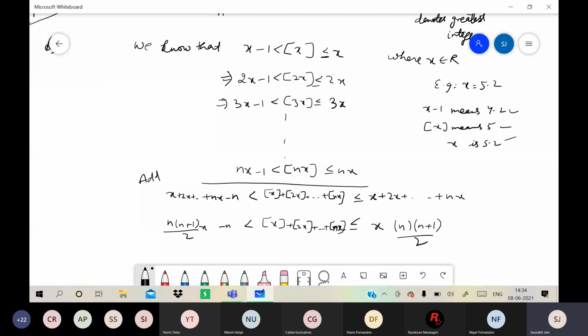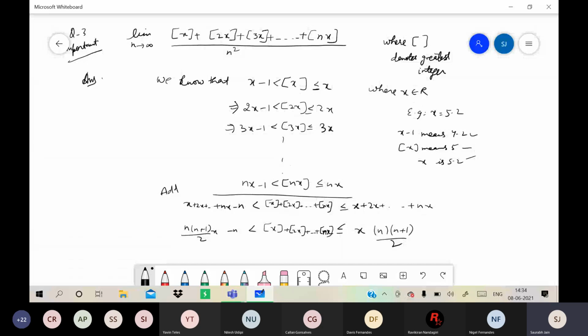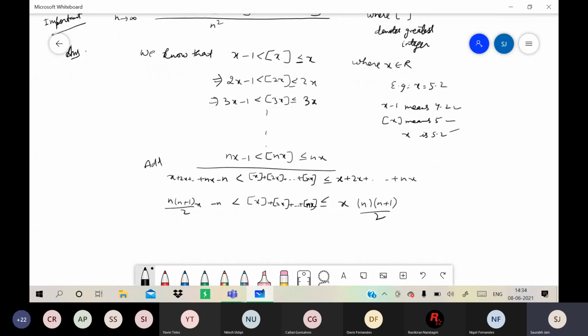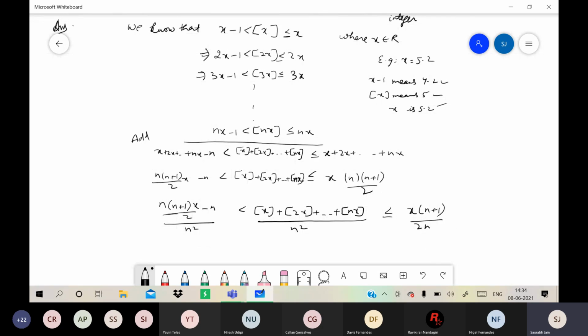Now the numerator is created. What is the next step? Divide everything by n square. Since n square is a positive number, tending to infinity, the sign won't change, so we divide all the sides by n square. So that is how you get the question. The inequality is there, you have created the middle term, and when you divide by n square, this term becomes x into n plus 1 upon 2n. I am dividing by n square, so one n will get cancelled.